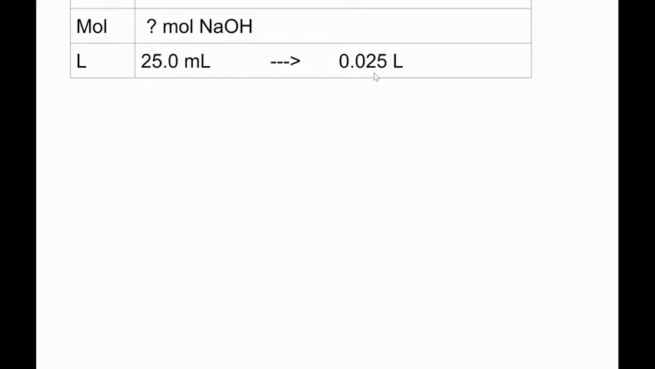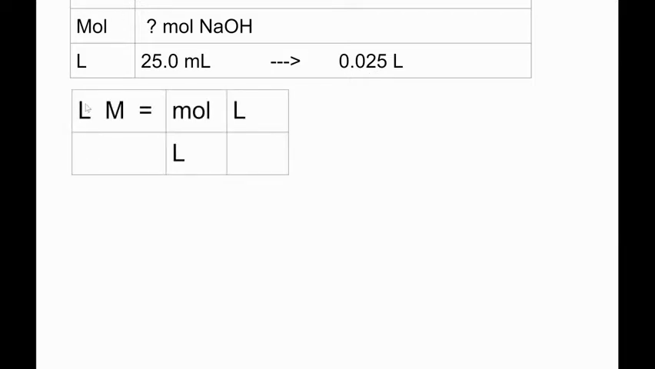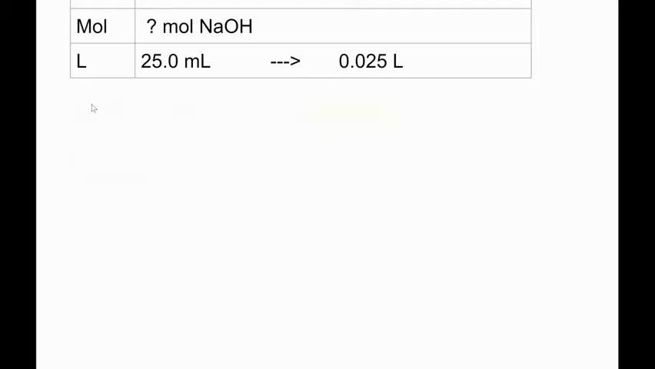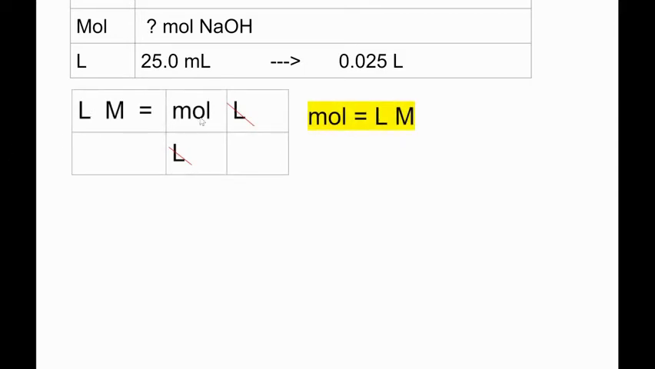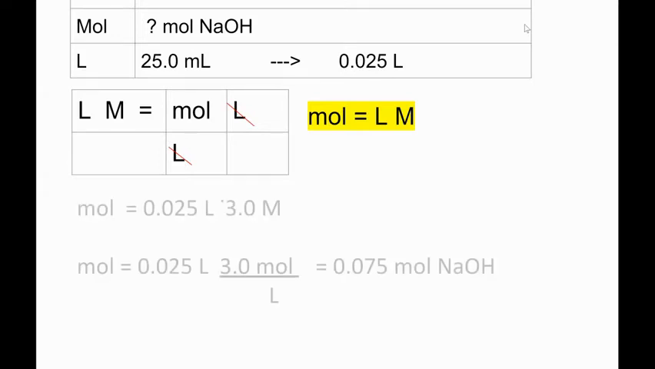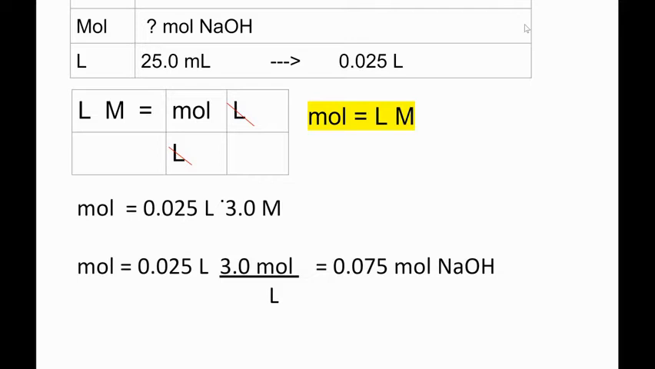Once we've identified our givens, we need to rearrange the equation to solve for moles. So our base equation is molarity is moles divided by liters. We'll multiply both sides by liters to remove it from the denominator of the equation and isolate moles. And our new equation will be moles is equal to liters times molarity. So we're going to multiply the volume times the molarity to solve for the number of moles. 0.025 liters times a 3 molar solution will give us 0.075 moles of sodium hydroxide.